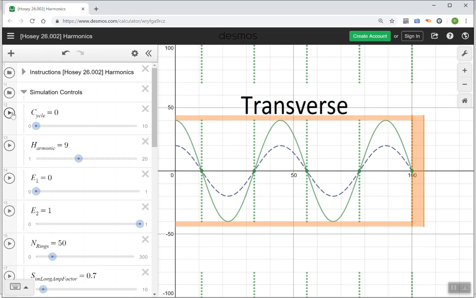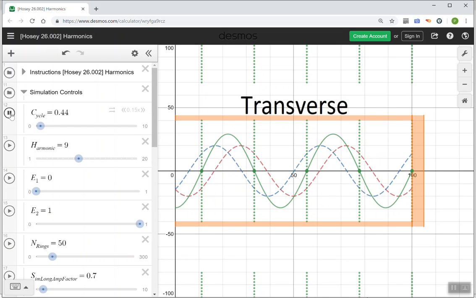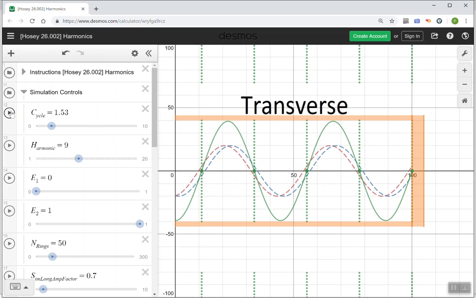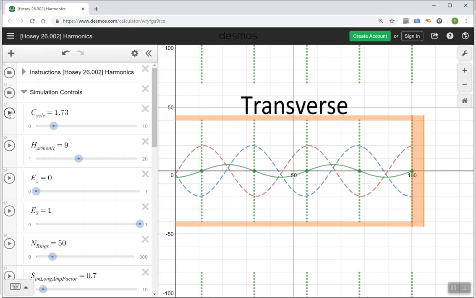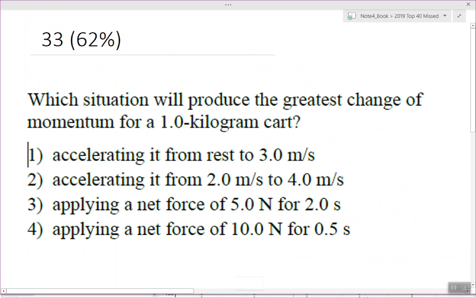So right now the red and blue are completely in phase, 0 degrees apart, 0 wavelengths different. Move it a little. And here they're getting less in phase. It's about 90 degrees apart. And they're going to keep going in and out of phase. In any case, maximum constructive interference occurs at 0 degrees, maximum destructive occurs at 180.